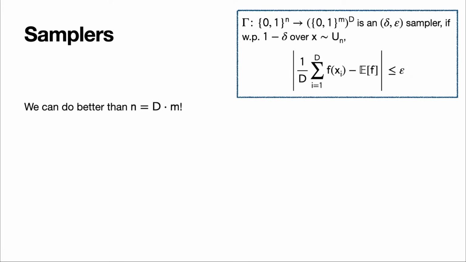Okay. And we can do better than n, which is D times m. Remember, this is a trivial sampler.